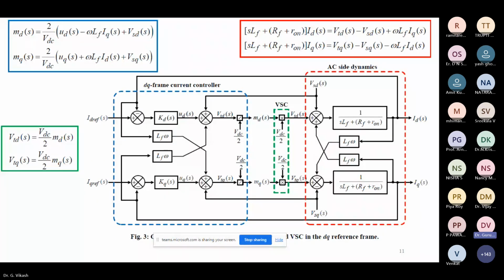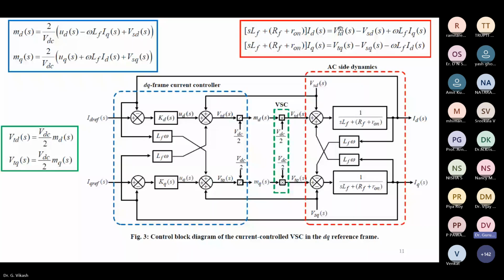This is the control block diagram of the current controlled voltage source converter in the DQ reference frame. This is the equation, I think equation 3, 4, 5. Here the red box shows the AC side dynamics. Already we have applied KVL across the VTA and VSA, and there we can get some dynamics. After Laplace transform, this red box shows the AC side dynamics.